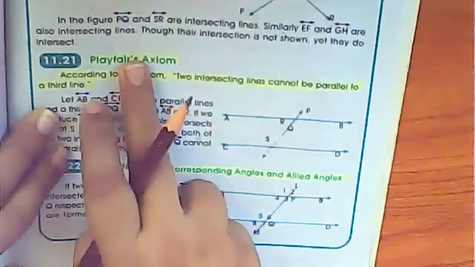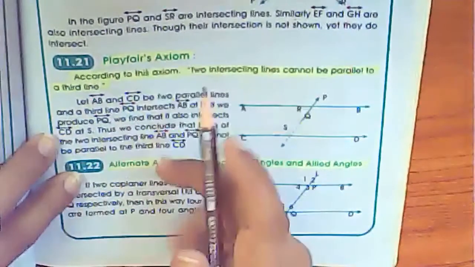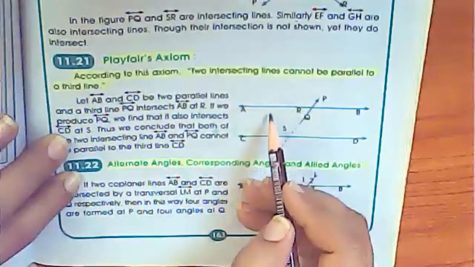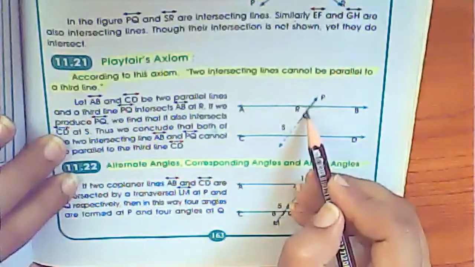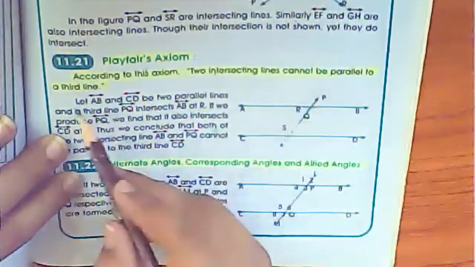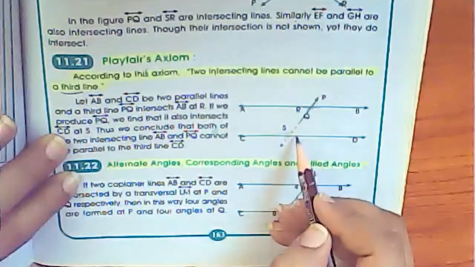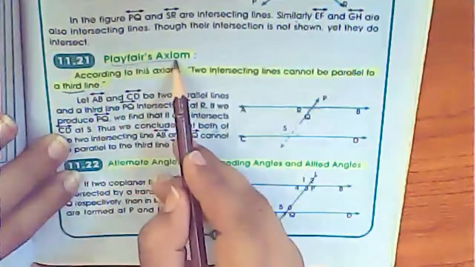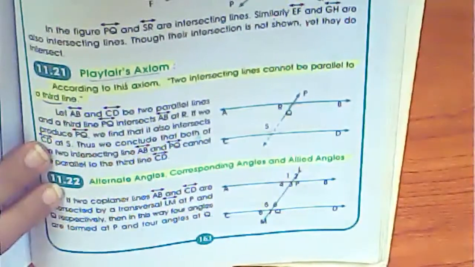Done? Next is this one, Playfair's axiom. I have explained it in detail. Now you can mark it here. According to this axiom, two intersecting lines. How many intersecting lines? Two intersecting lines, this one and this one. Two intersecting lines cannot be parallel to a third line. Which is the third line? This one. So these two intersecting lines cannot be parallel to the third line. So this is basically called Playfair's axiom, right?